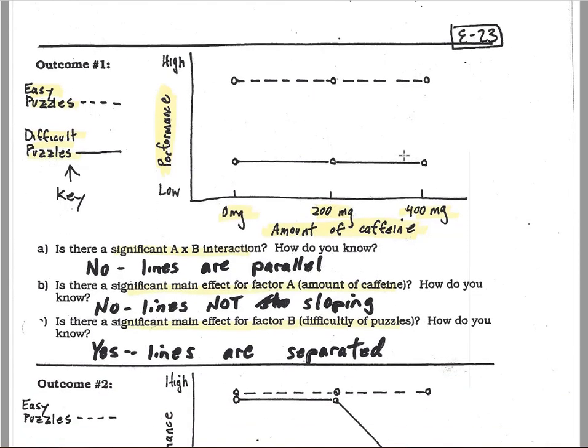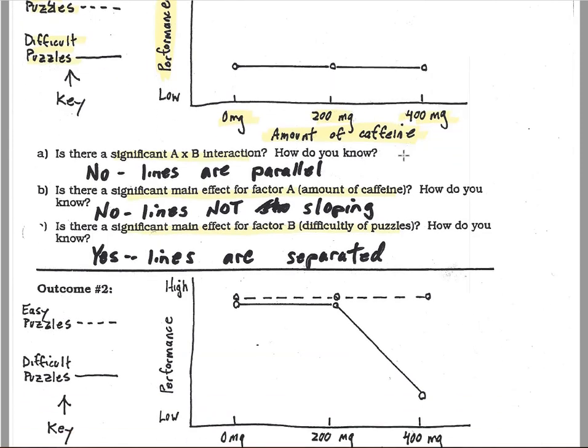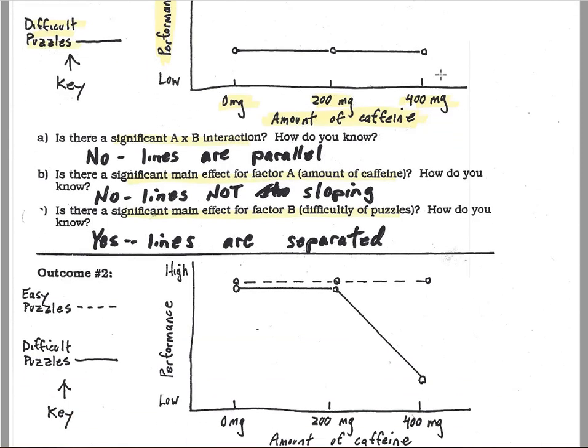Let's go to outcome number 2. And let's scroll this careful like. Let's imagine down at the bottom of the page, outcome number 2. You got results like this. You've got 3 questions. A, is there a significant interaction? How do you know? B, is there a significant main effect for factor A? How do you know? C, is there a significant main effect for factor B? How do you know? Pause the video, fill in your answers, then you can resume the video and see what the correct answers are.